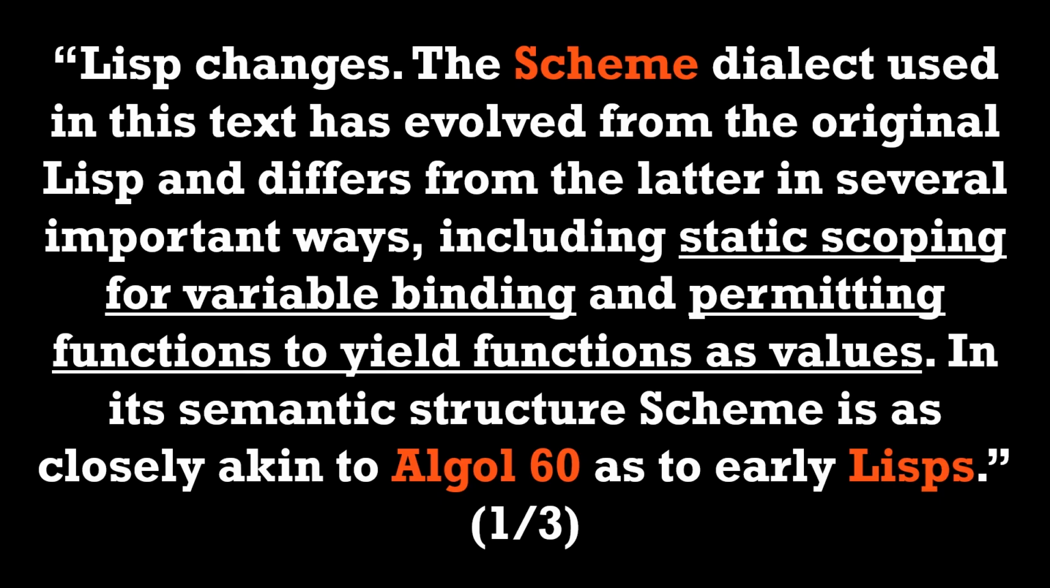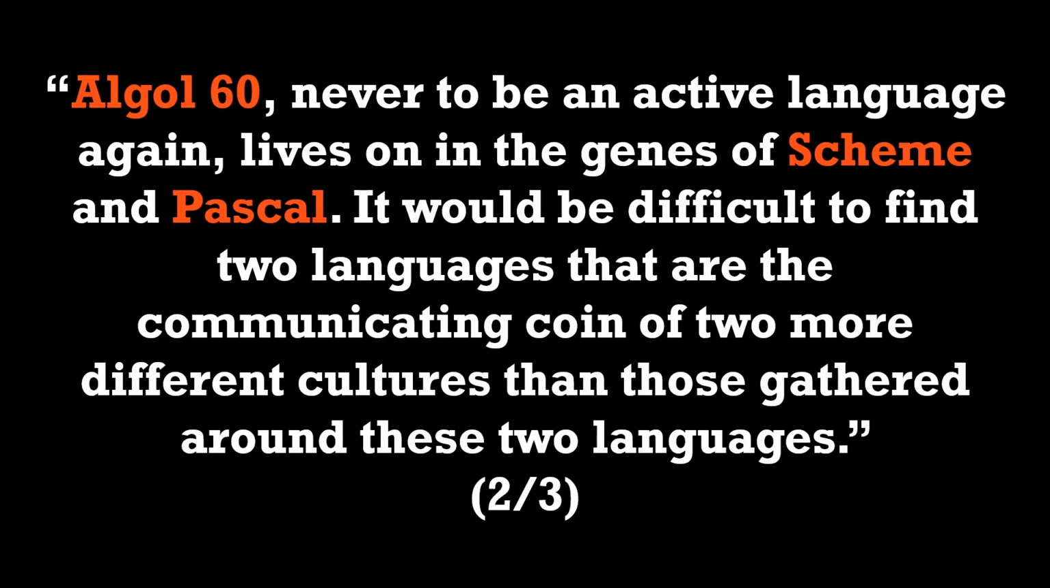The scheme dialect used in this text has evolved from the original Lisp and differs from the latter in several important ways, including static scoping for variable binding and permitting functions to yield functions as values. In its semantic structure, scheme is as closely akin to Algol 60 as it is to early Lisps. Algol 60, never to be an active language again, lives on in the genes of Scheme and Pascal.